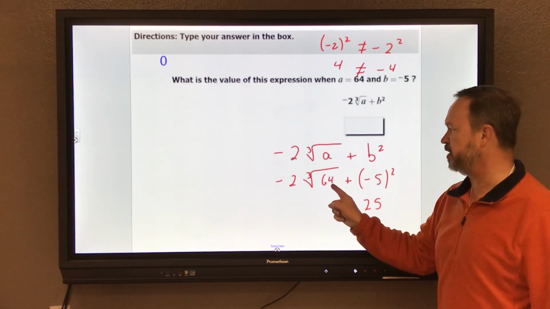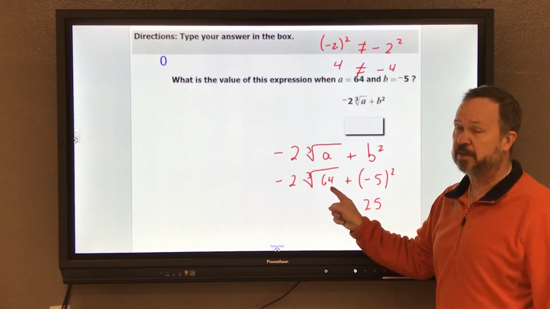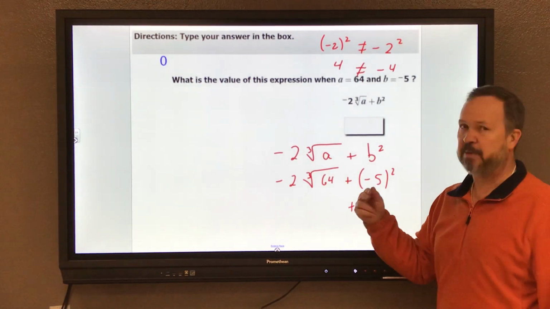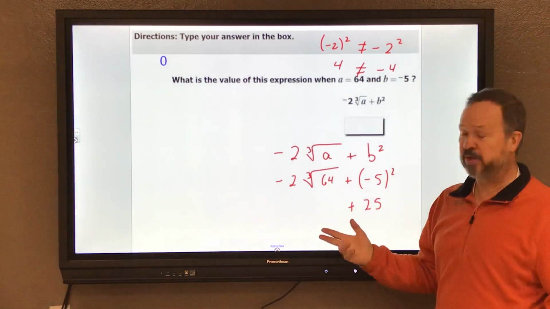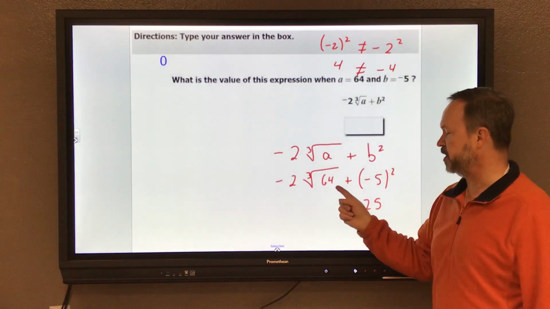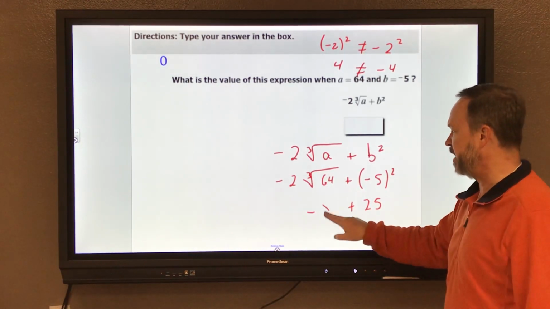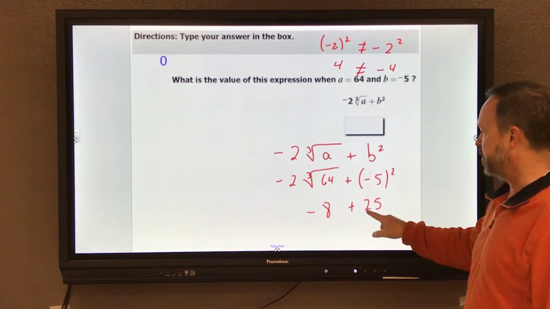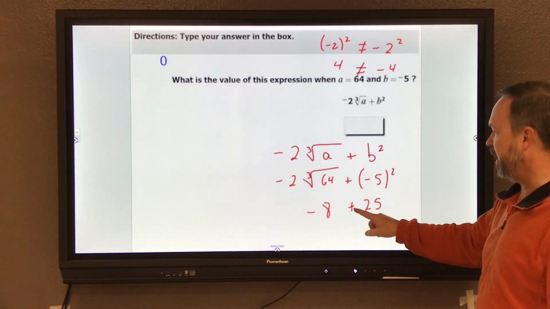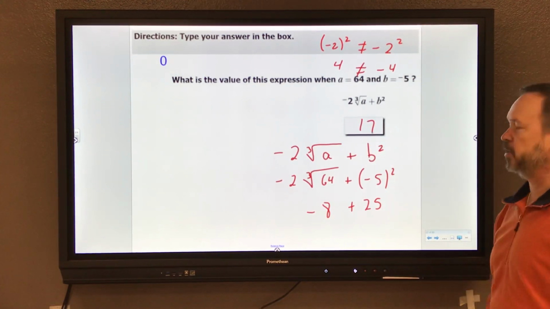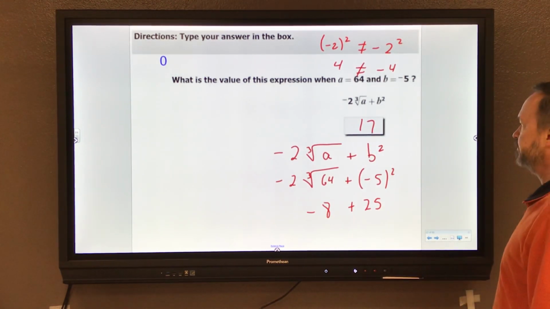The cube root of 64 is 4, because 4 times 4 is 16, times another 4 is 64. Maybe a little harder for you to do if you didn't have a calculator, but the cube root of 64 is 4. You put that with the negative 2, makes negative 8 because you're multiplying here, and so that ends up being negative 8 plus 25, 17. That would be the correct answer to put in the box.